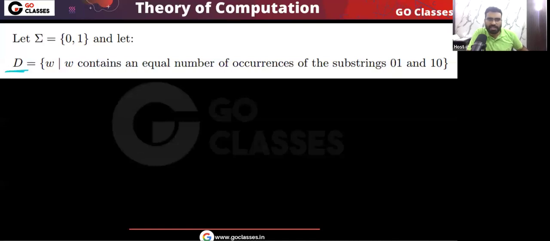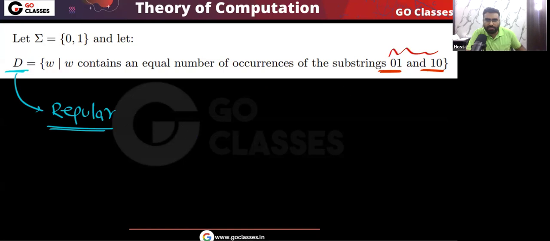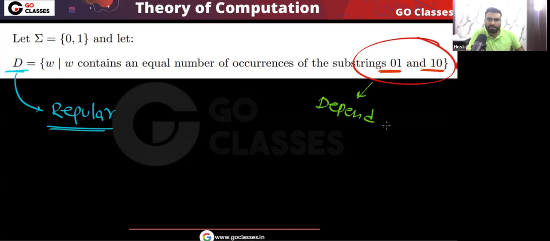So finally, I can say this language is regular. Is this point clear? Remember, number of 10 equal to number of 01. This language is regular. But did you understand the reason why this language is regular? The reason is because they are dependent on each other. If you look at these two, if one of them is coming multiple times, then another is also coming. Basically, one of them cannot come freely without another.